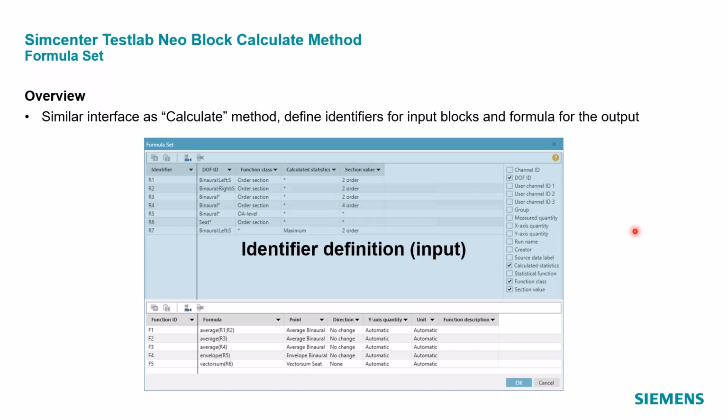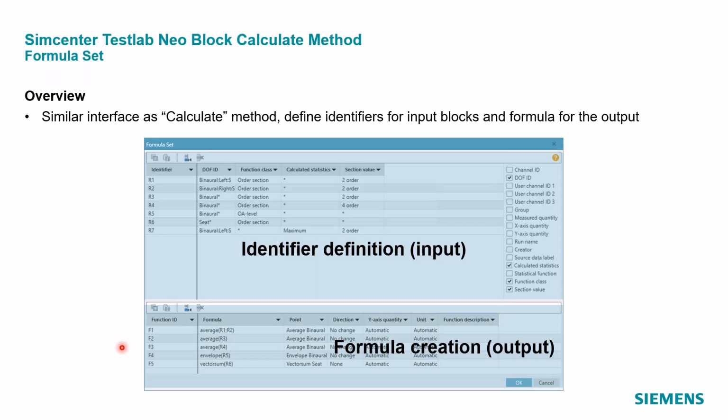So at the top part is the identifier definition. And there we're going to basically sort the data and store it in identifiers that start with R, the letter R by default. And then we're going to use those in formulas in the bottom section. And the formulas usually start with an F. You can change that function ID if you want to a different letter or a different ID.